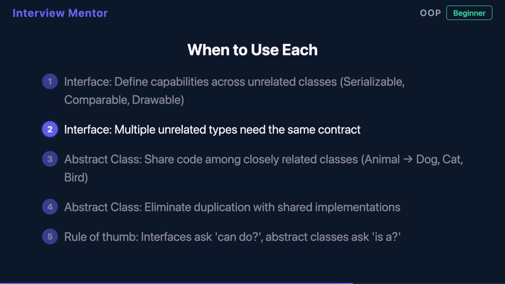Use abstract classes when you have closely related classes that share common code. For example, animal as a base for dog, cat, and bird. The shared eat and sleep methods live in animal, avoiding duplication.